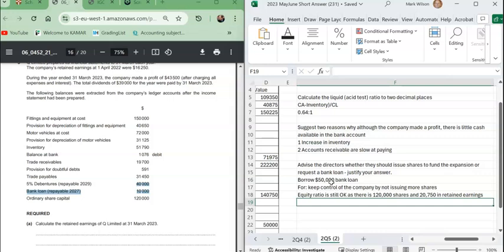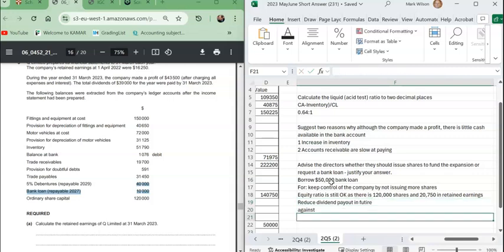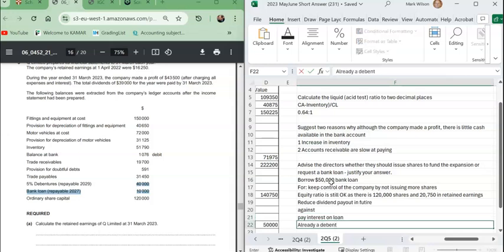What are the reasons against? Well, could reduce dividend payout in the future. The reason against getting a loan, well, you have to pay interest on the loan, and there's already debenture and loan. Yeah, I think that's probably okay.